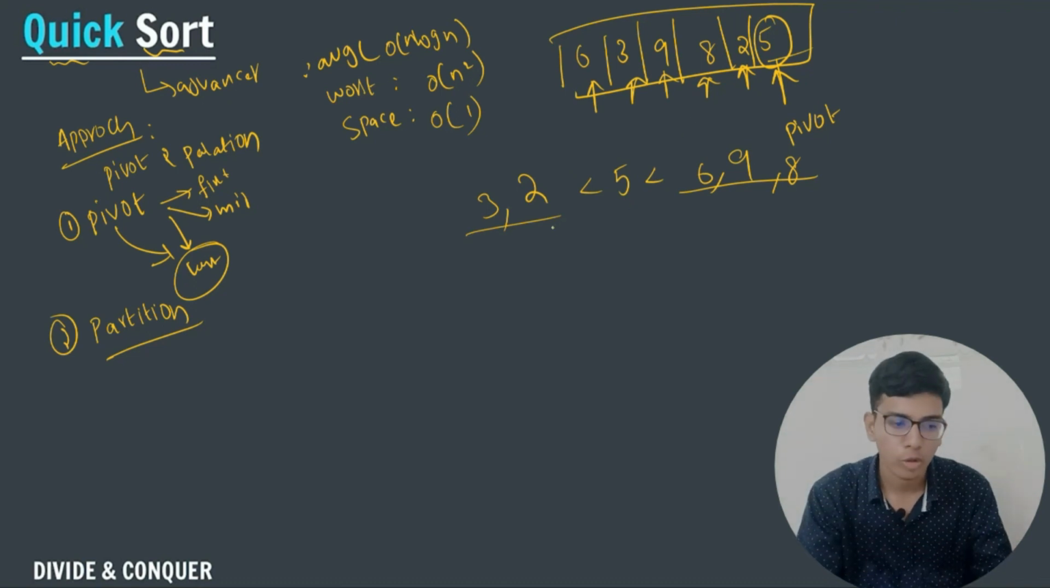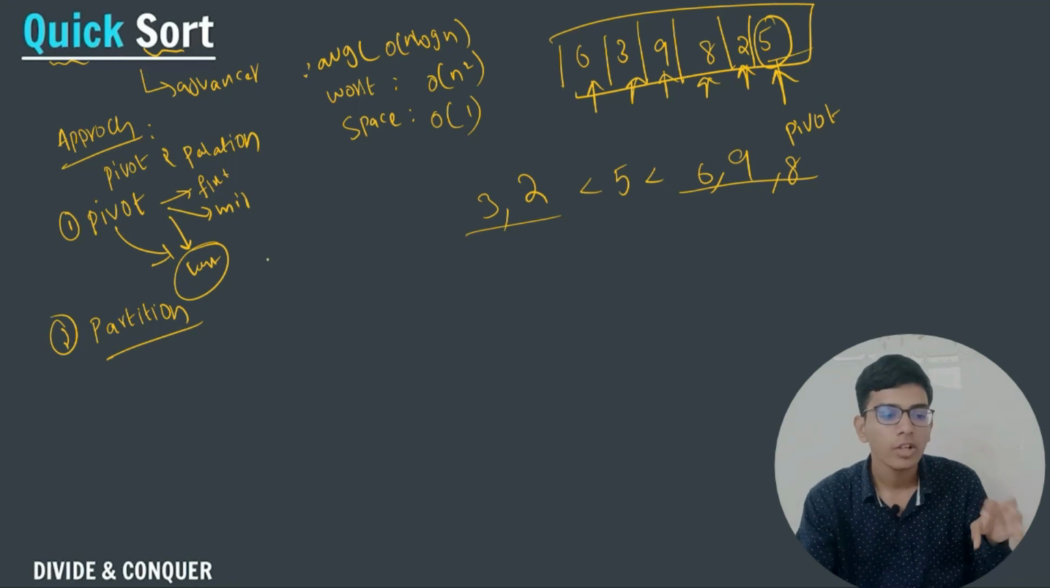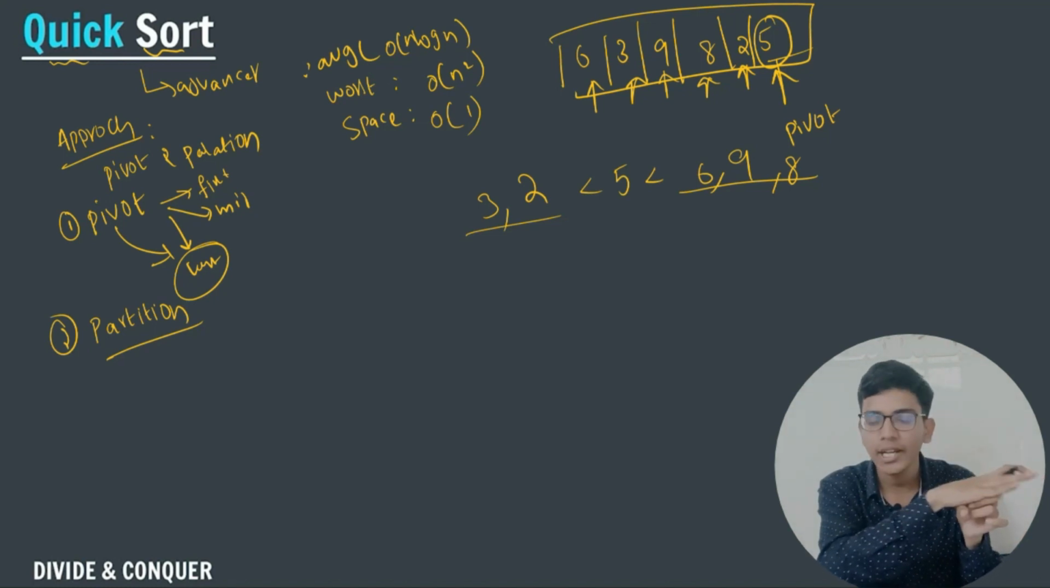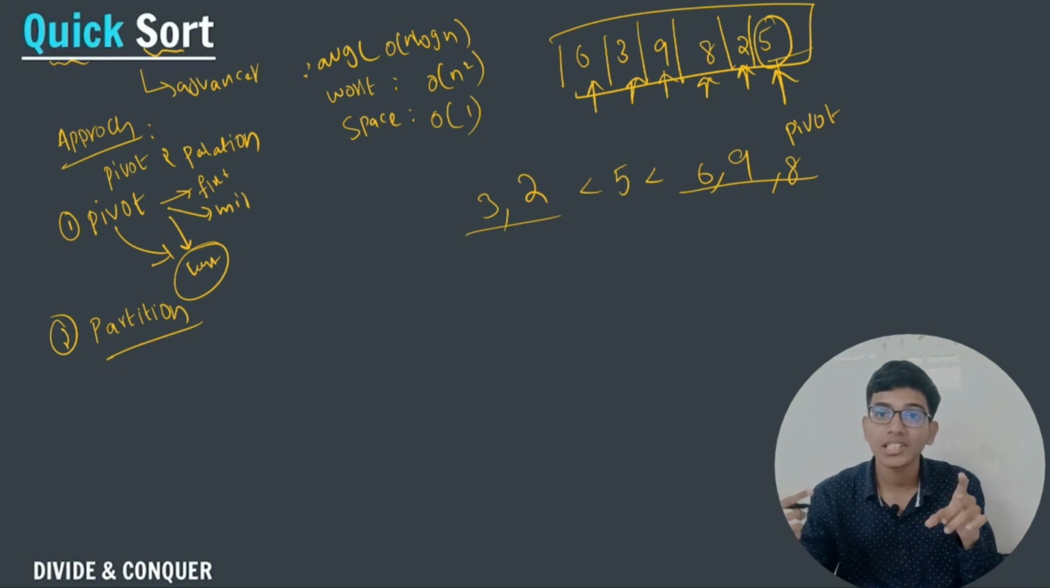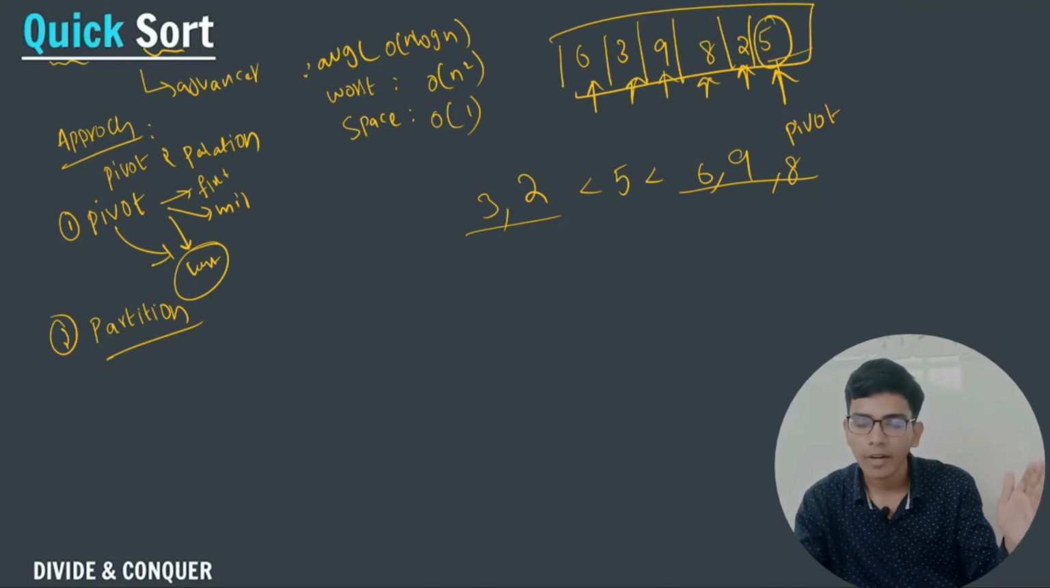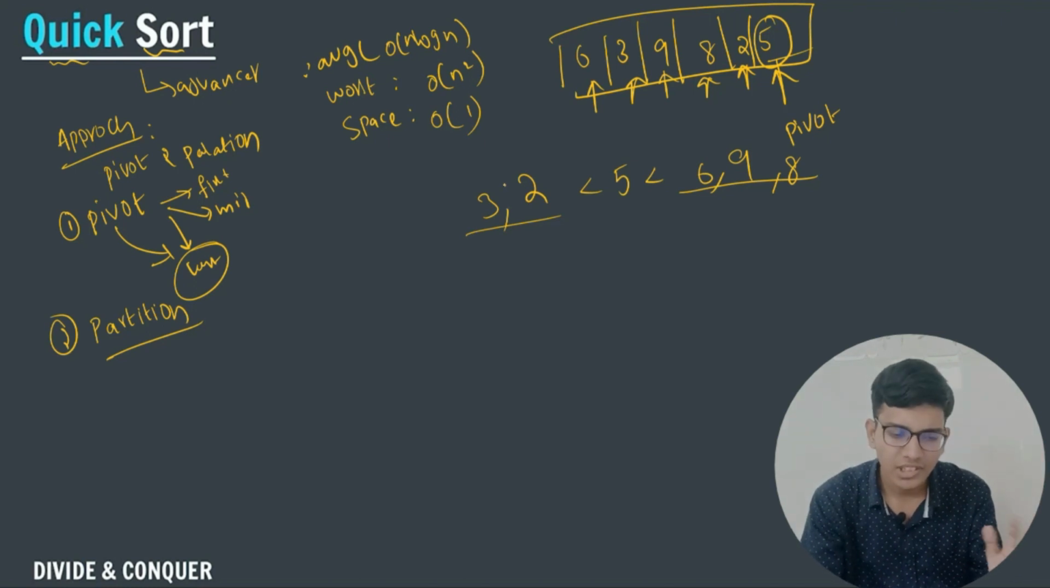So what is the approach? The second one is we do partition. We will arrange the elements in such an order that whatever elements are less than my pivot come on my left side. After it, whatever elements are greater than my pivot point come on the right side. So I will have the left side and the right side.